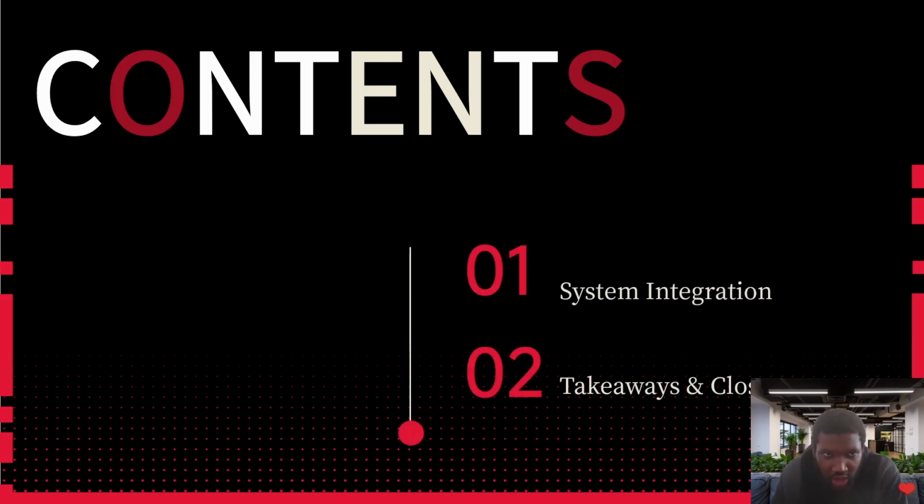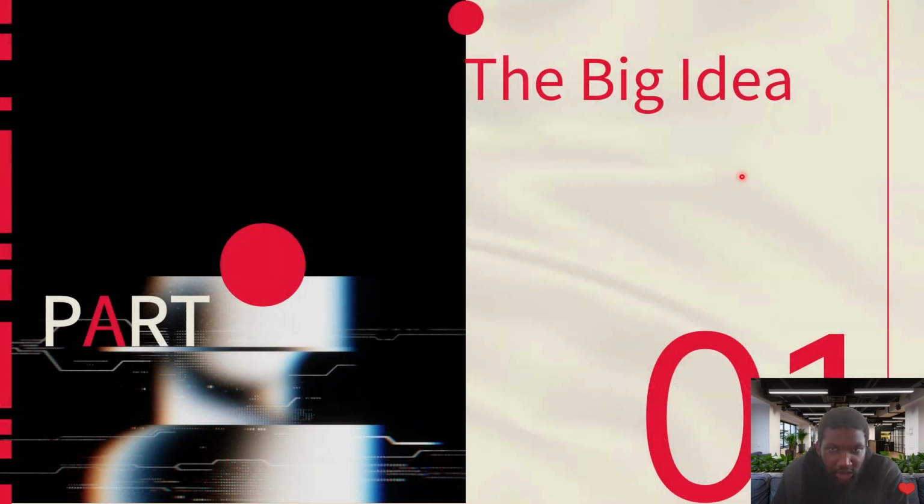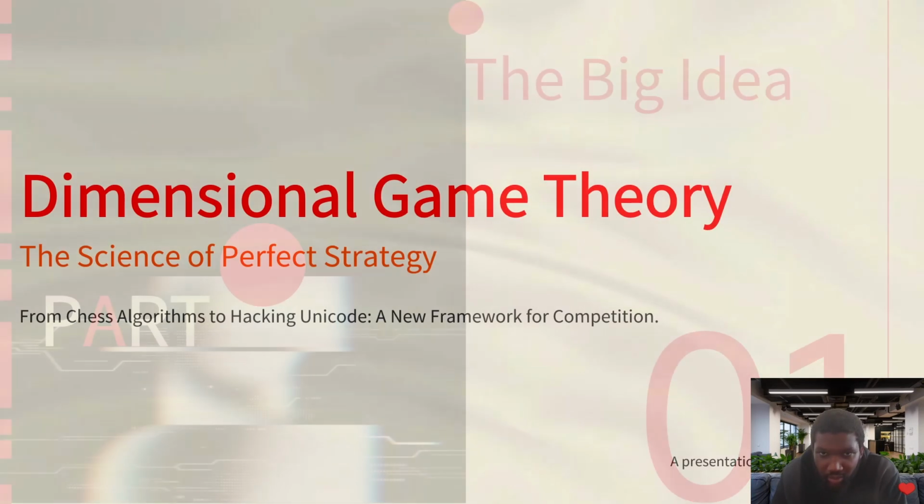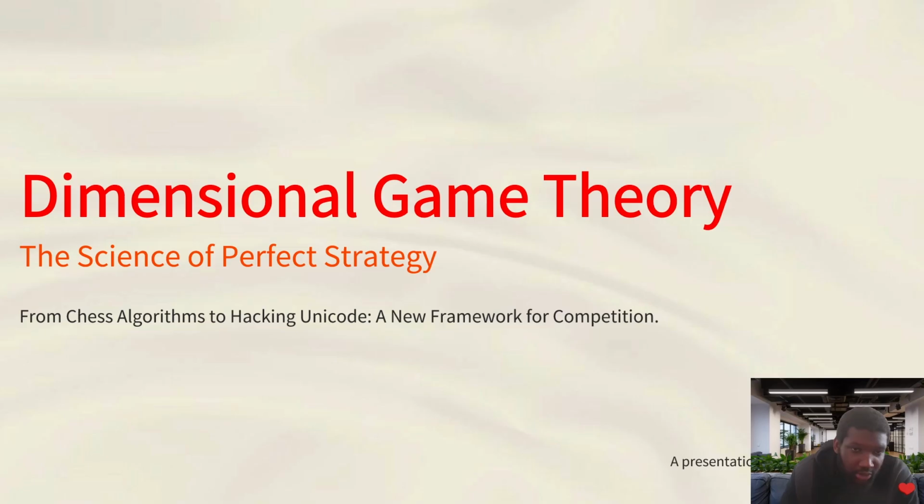First context. Part one, the big idea. Dimensional game theory, the science of perfect strategy. From chess to algorithms to hacking Unicode, a framework for competition. What I'm saying to you is that the chess algorithm and Unicode hacking are the same. This competition, red team or blue team, doesn't matter in real world strategy.